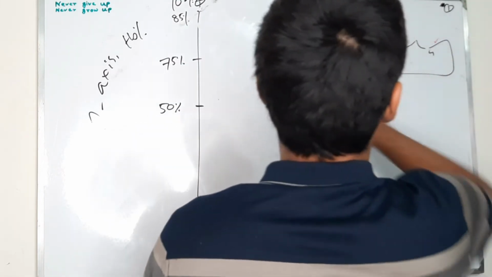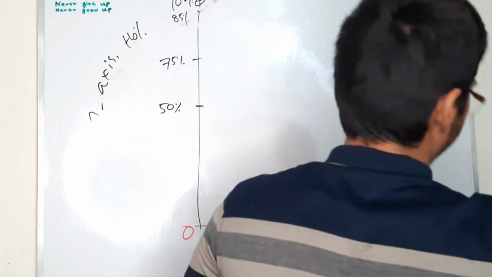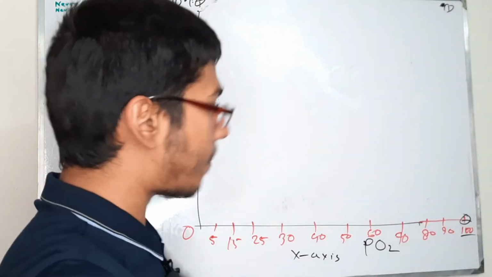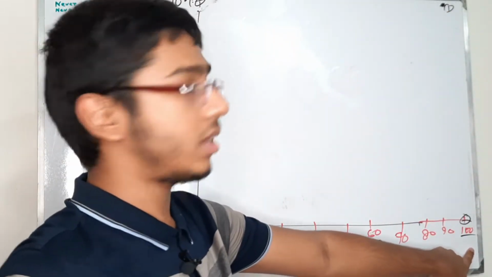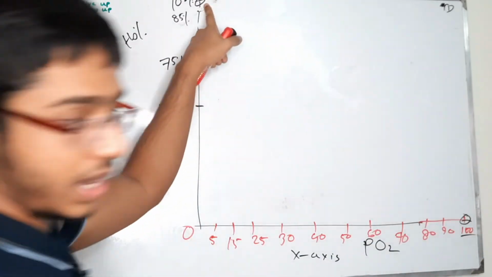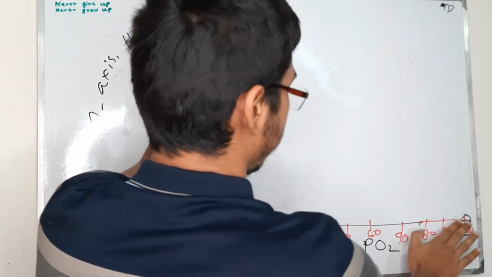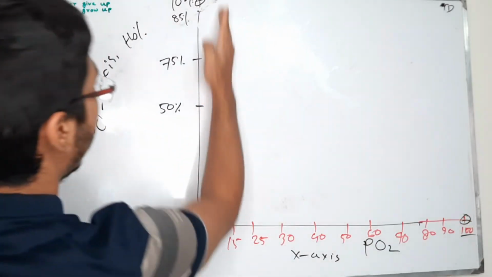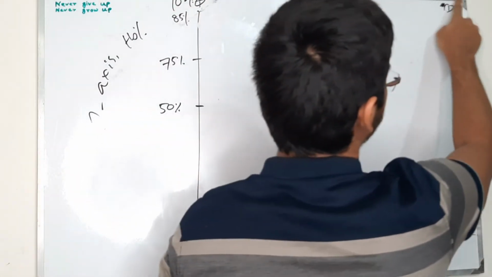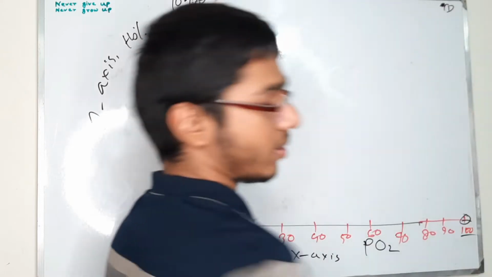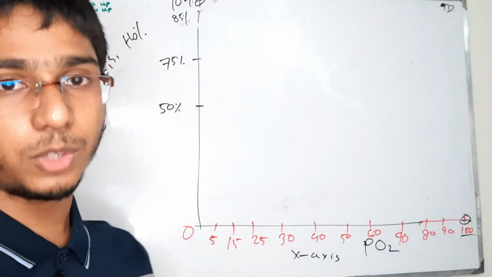So our first point will be drawn somewhere around this. Okay, so this is our first point, because we know at partial pressure 100 we'll get 100% of the saturation of the hemoglobin. So across the x-axis we'll move to 100, and across the y-axis we'll move to 100. So our first point will be drawn somewhere around this place. Okay, now what is the next point?